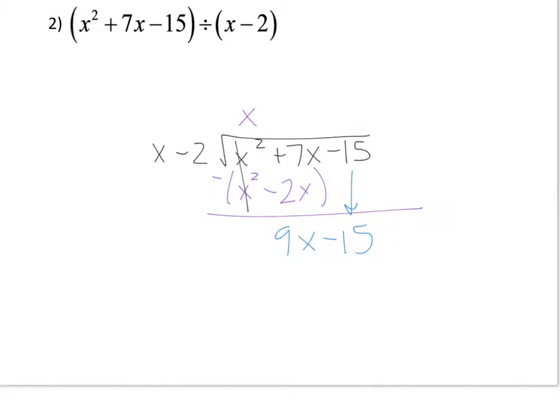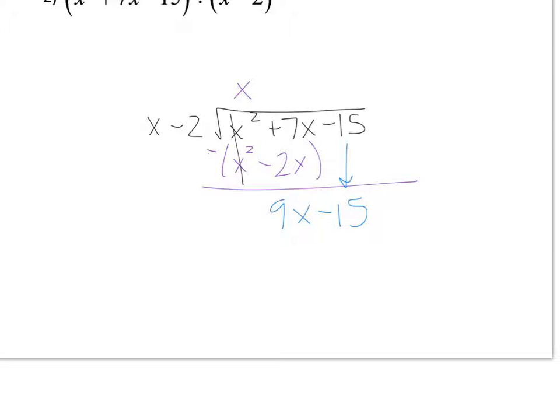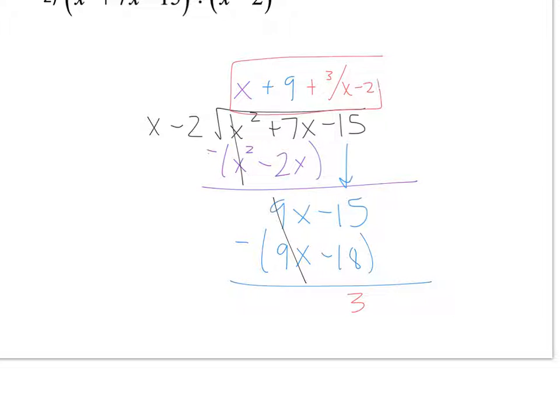Now we start this process over again and ask ourselves, how many times does x go into 9x? 9 times. So then x times 9 is 9x. Negative 2 times 9 is negative 18. Now I subtract. 9x minus 9x cancels out, and negative 15 minus negative 18 really is plus, and we get 3. Now can x minus 2 go into 3 evenly, or can x go into 3 evenly? No, it cannot, so 3 is our remainder. So I would say plus 3 over x minus 2. That would be our solution here.